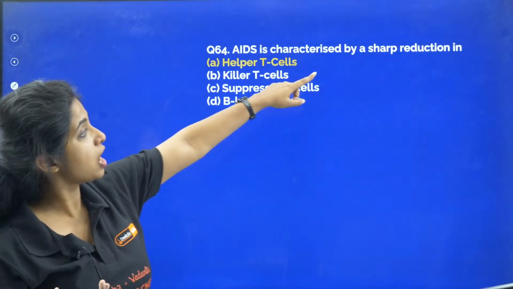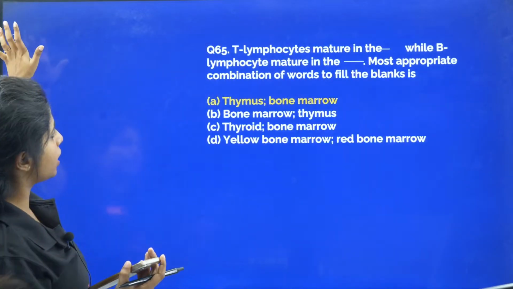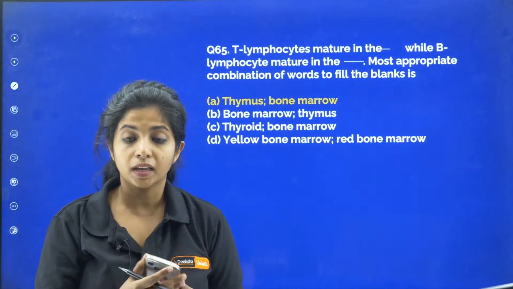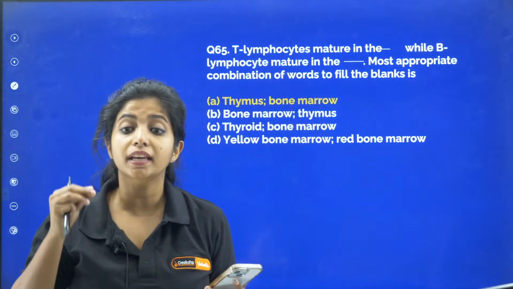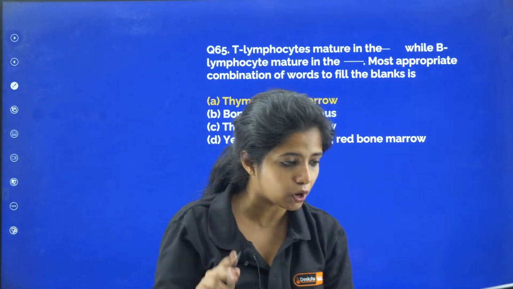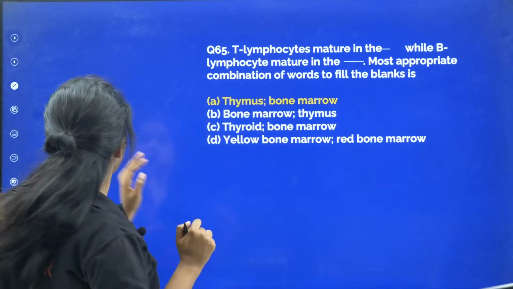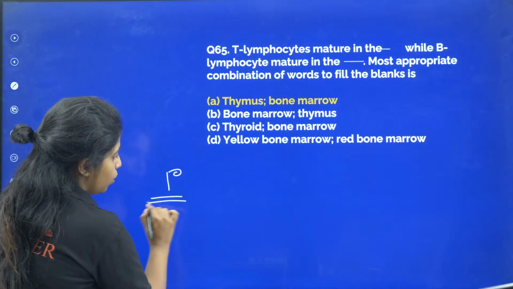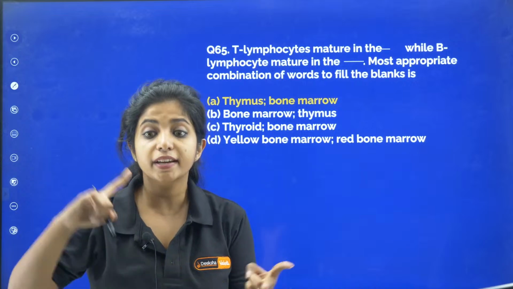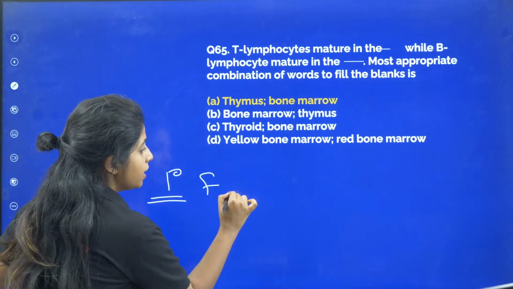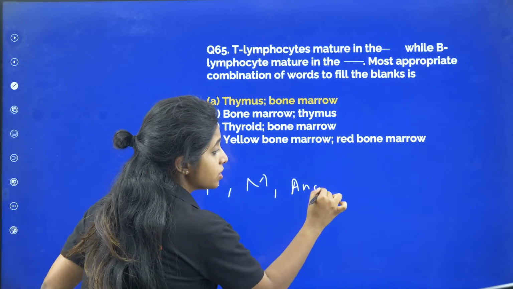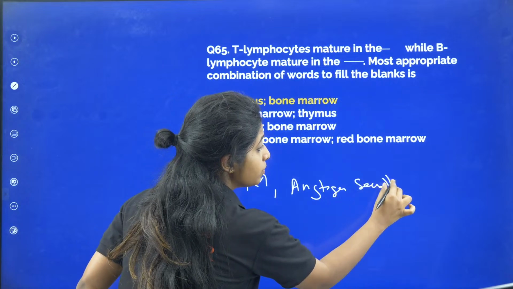Yeah, AIDS is characterized by sharp reduction in, as I told you, T helper cells. Now, very important. You have two types of lymphoid organs, always remember. One is primary lymphoid organ, the other one is secondary lymphoid organ. Now in primary lymphoid organs, my dear children, what is going to happen? They are going to form, they are going to mature, and they are going to become antigen sensitive. They are going to become sensitive to antigen.